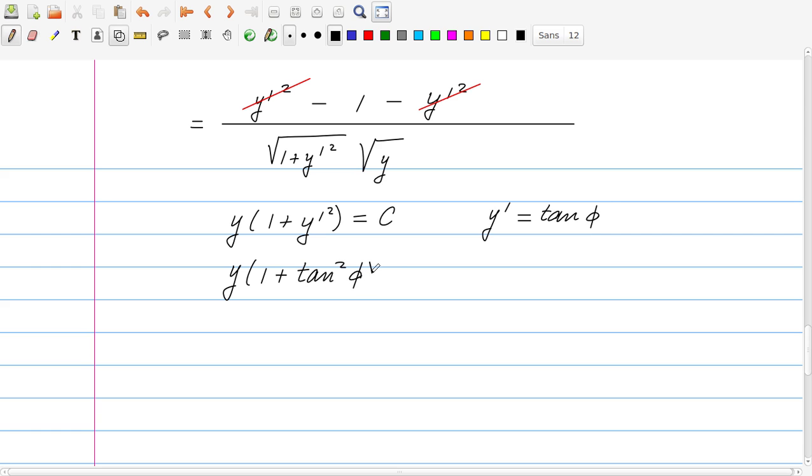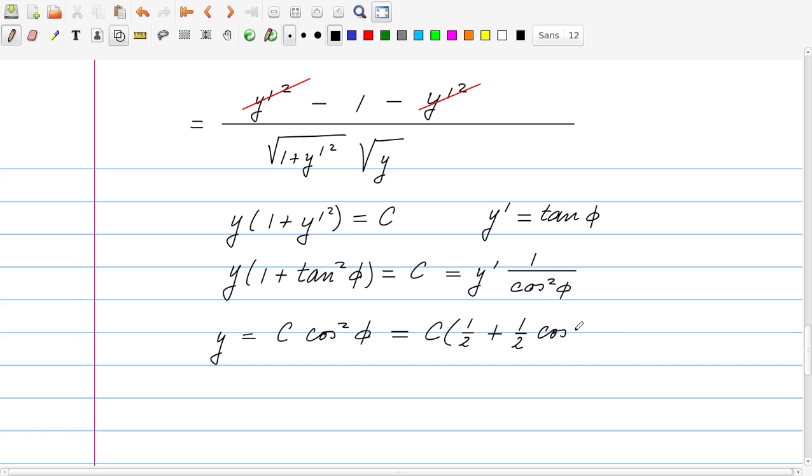The reason why this leads to something useful is that 1 plus the tangent squared of phi is the same as 1 over the cosine squared phi. And so we see that y can be written as c times the cosine squared of phi, and we can also write that as c times a half plus 1/2 cosine of 2 phi. That's by a simple goniometric formula for the double angle.